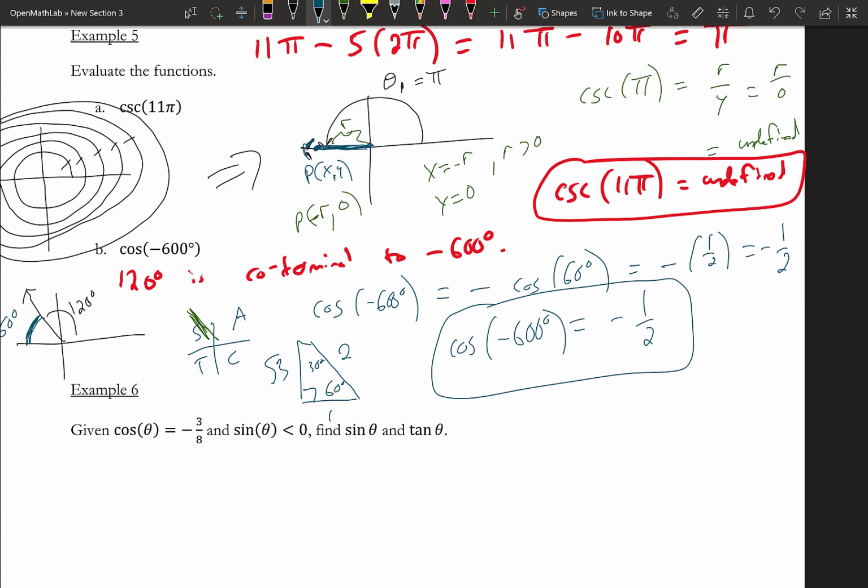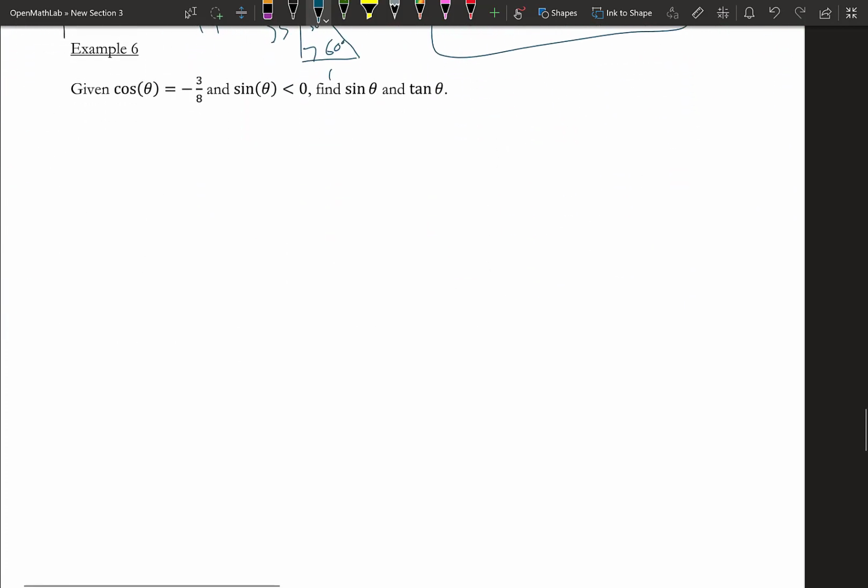All right, so the next two examples are maybe a little more involved. So what we're given is cosine theta is equal to negative 3/8, and we're told that sine is negative, so we're asked to find sine of theta and also find tangent of theta, right?